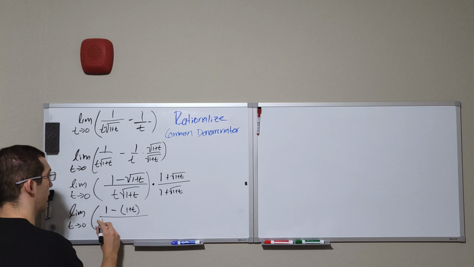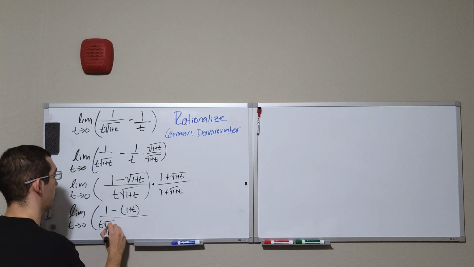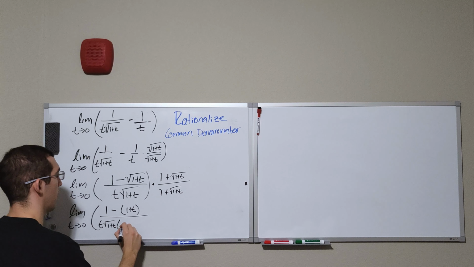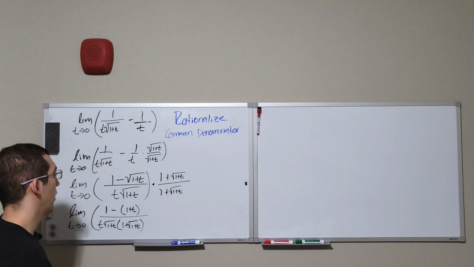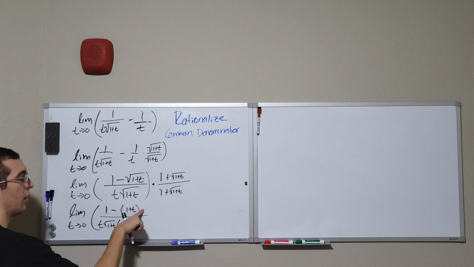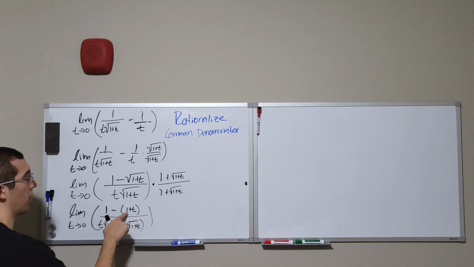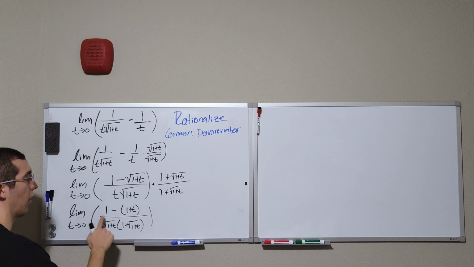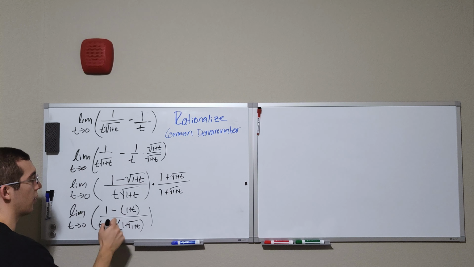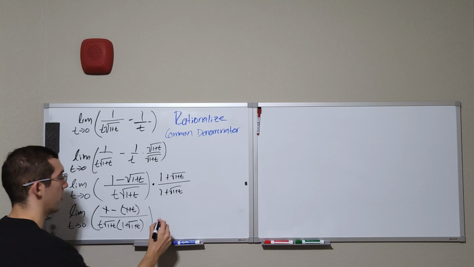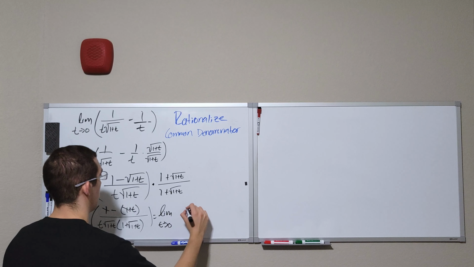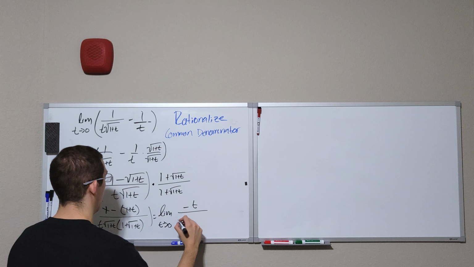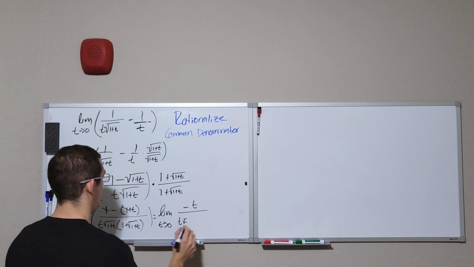And then I'll have it over t square root of 1 plus t times 1 plus square root of 1 plus t. Okay, so now I'm going to distribute this negative in, and I'm going to get negative 1 and negative t. So then I'll get 1 minus 1, so they'll cancel out. And then I'm going to get left with a negative t. So this will be the same as saying the limit as t approaches 0 of negative t over t square root.